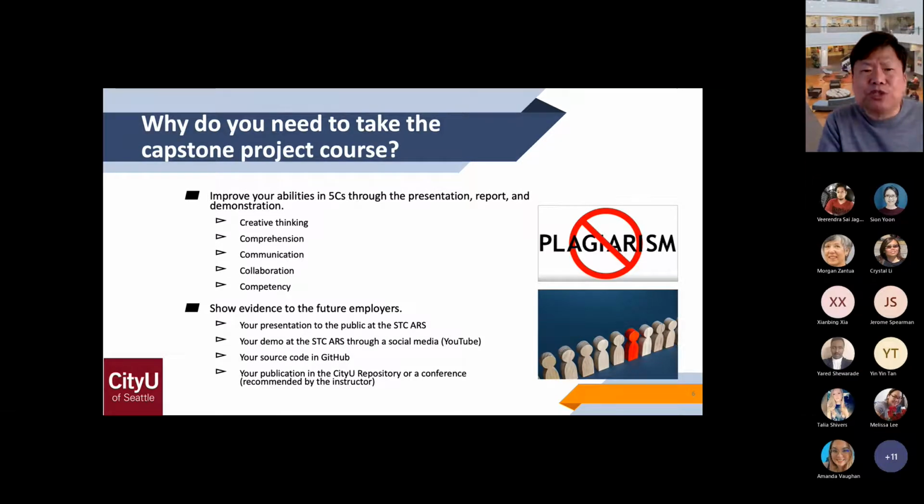So you present to the public at the School of Technology and Computing Applied Research Symposium. You don't simply submit a document. No, you have to present your work to the public. You have to demonstrate yours to the public. Also, faculty also want to look at your source code. Also, you will have a publication. In this case, only a qualified one, recommended by your instructor, can be put into the CDU repository or a conference. That's a special case.